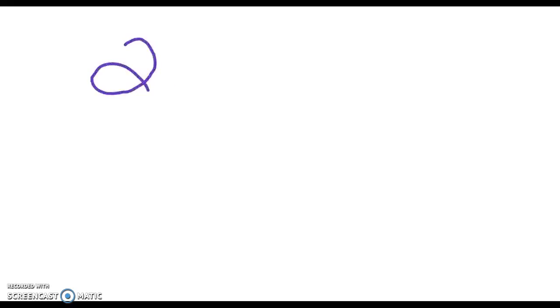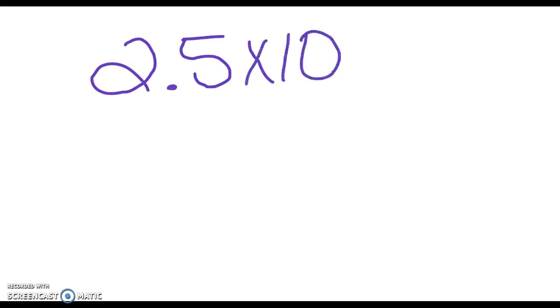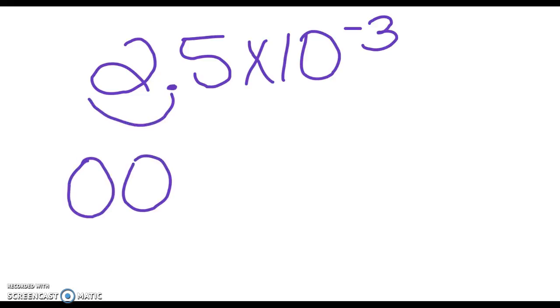If I have a negative exponent, so let's say I have 2.5 times 10 to the negative 3. That negative exponent just tells me it's going to be a very small number. So I want to move the decimal point to make it a small decimal. So the 2 will take up 1 place, and then I'll have to put 2 zeros to take up the other 2 places. So I'll move it 3 places to the left, and there's my number, 0.0025.